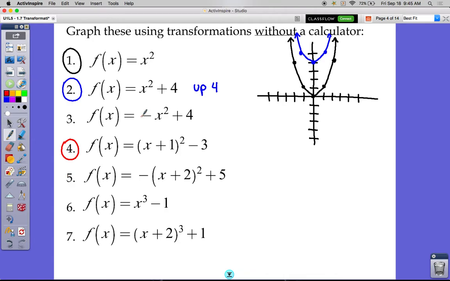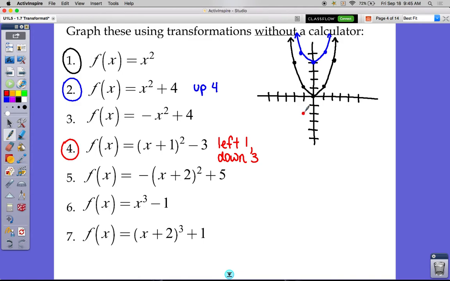So we graph this one. Now notice there's a lot going on there. We have a number on the inside that's being added. We have a number on the outside that's being subtracted. So what does that do to our graph? The inside plus 1 tells you to go to the left 1. The minus on the outside tells you to go down 3. So remember, the inside is always opposite. So plus 1 on the inside, it's really to the left 1 spot. So here we go. Let's go ahead and move this to the left 1 and down 3.